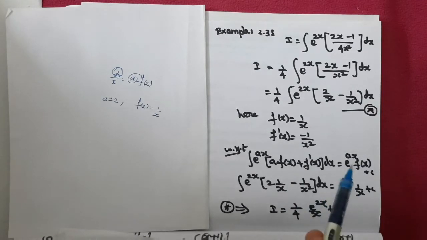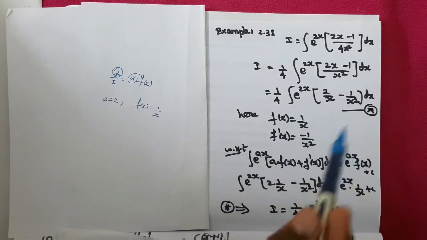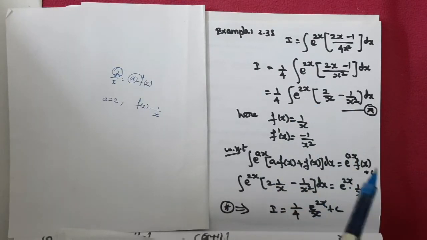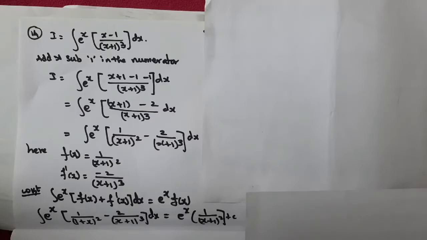dx equal to e power ax into f of x. So e power 2x into f of x, that is 1 by x, plus c, right? So take this answer and apply in this place. So 1 by 4 into, the answer is e power 2x by x. So altogether you get I equal to 1 by 4 into e power 2x by x plus c.